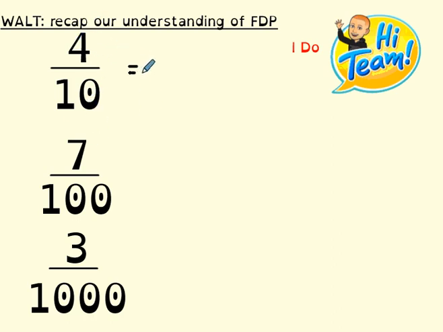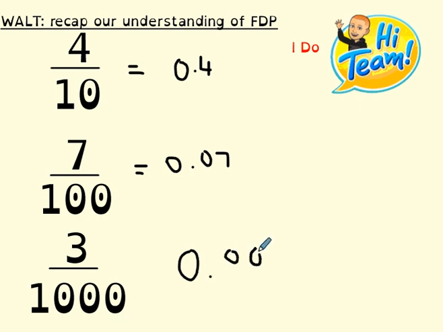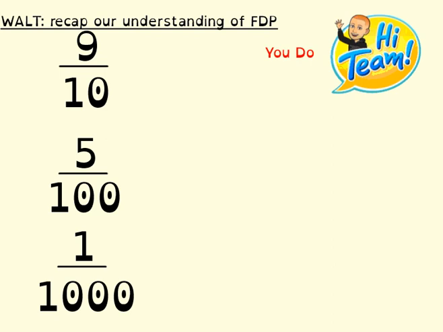So 4 tenths written as a decimal would be 0.4. As we know now, the tenths column is this column here, the one after the decimal point. 7 hundredths, 0.07, 0 tenths, and 7 hundredths. And then 3 thousandths, 0.003. That's my tenths, that's my hundredths, that's my thousandths. So they're my three. Grab yourself a pen and have a go at doing these three. Pause the video, give yourself 10 seconds, go.